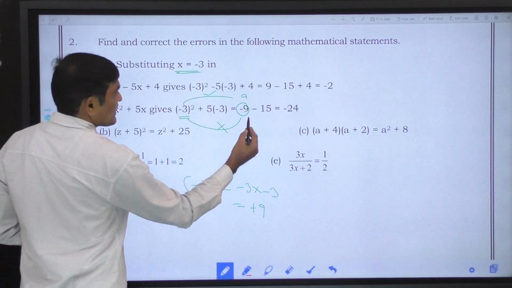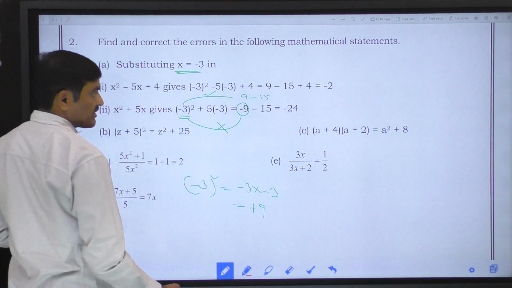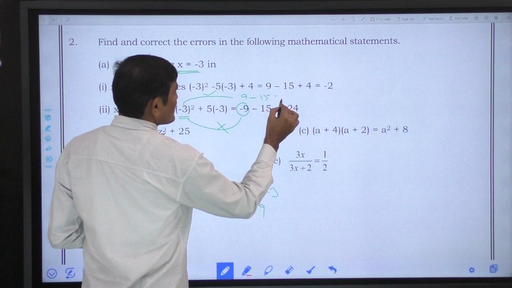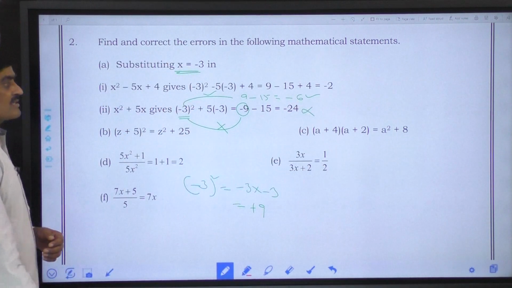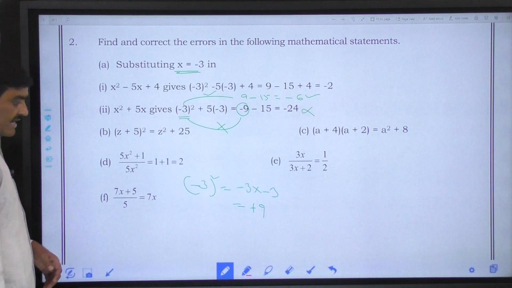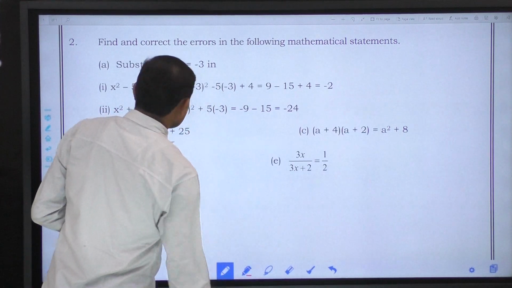Now plus 5 into minus 3 is minus 15, it is okay. So 9 minus 15 is equal to minus 6. Minus 6 is the correct one. So the given answer is wrong. There is the mistake. Now coming to the next one.